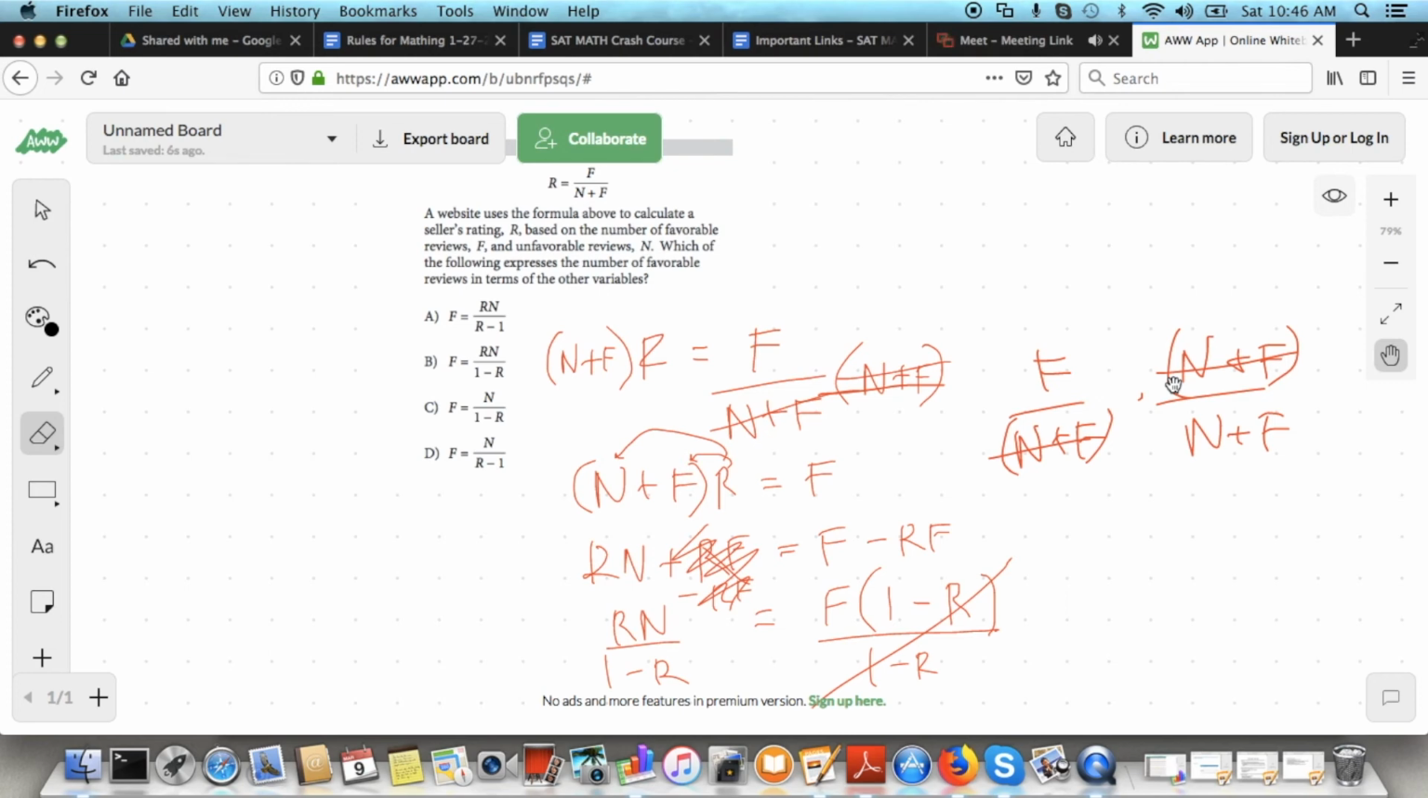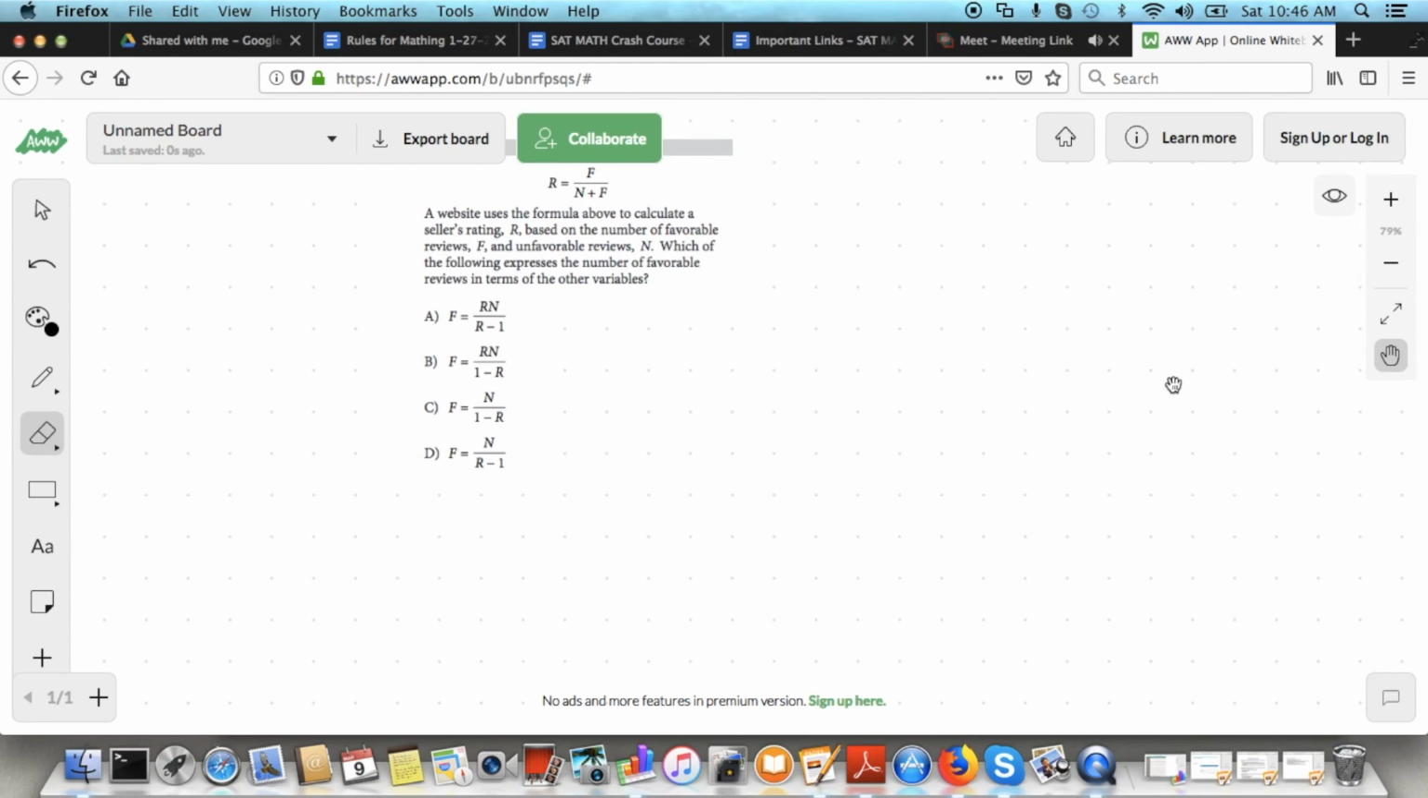Okay. Let me show you an easier way to solve this problem. Let's come up with a value for F, N, and R. Yes, I think I said that right. Okay. And let's do this. We're going to plug in, and we're going to make F 1, and we're going to make N 1.